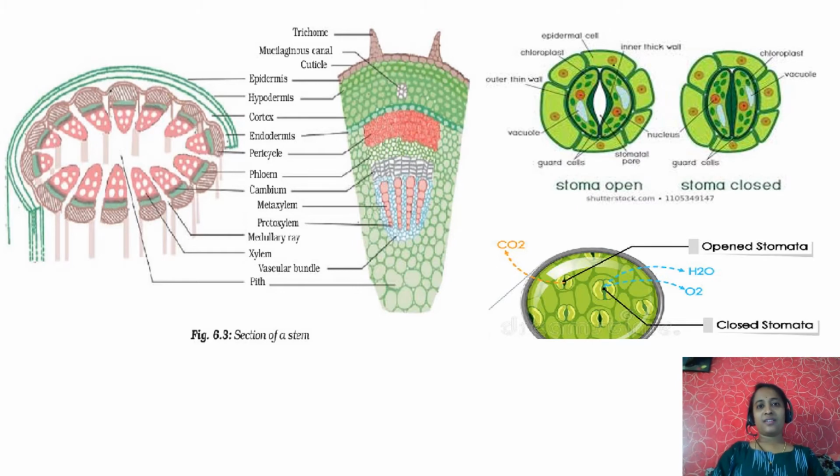See, this is a stem hair, a trichome. Next, cuticle, epidermis, hypodermis, and then cortex, endodermis, pericycle, phloem, cambium. These are all what? Structures of stem.